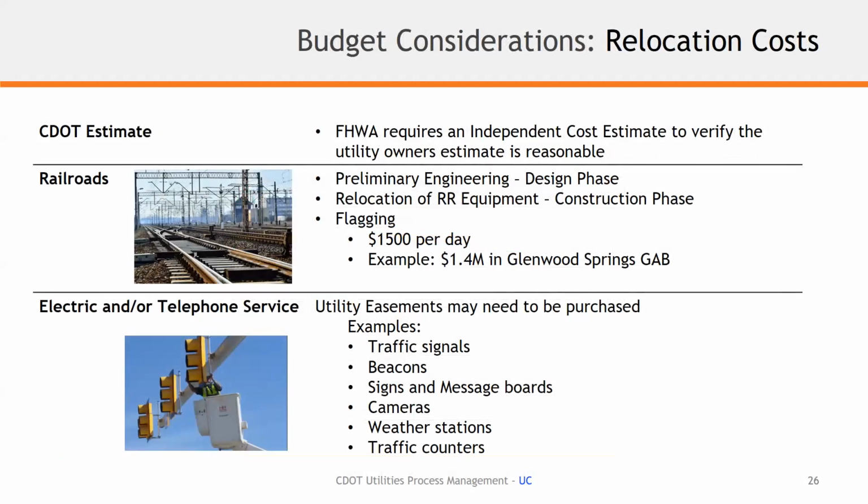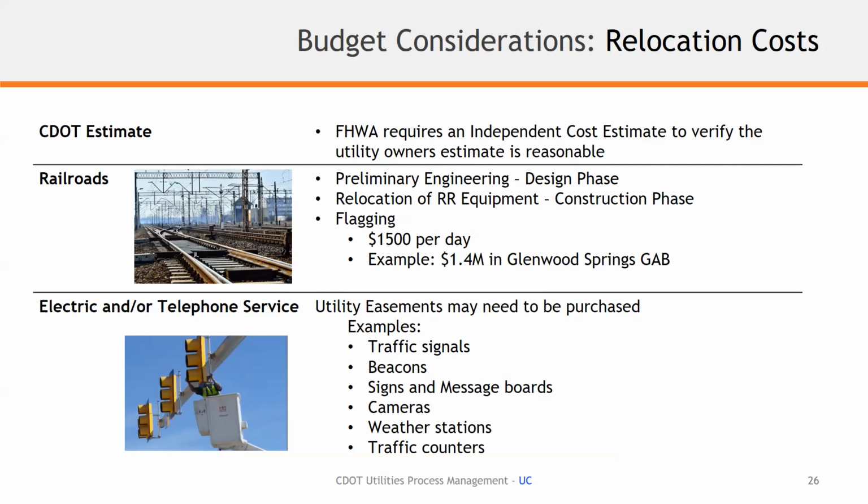So, other budget considerations when it comes to relocation costs. Again, the CDOT estimate. FHWA requires an independent cost estimate to verify the utility owner's estimate and that it's a reasonable cost. And so that's what we're working on at a high level here. And as we move forward, we refine that, and then it gets included later on in the utility process, as far as a contract goes.